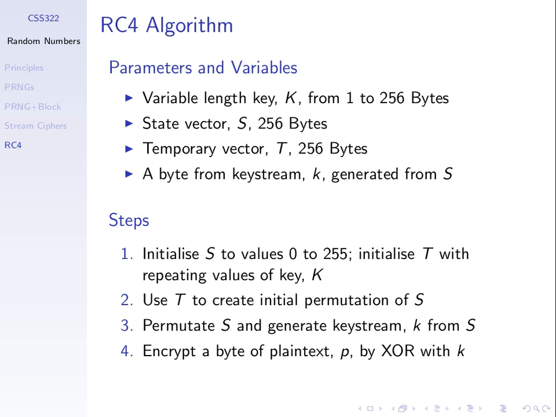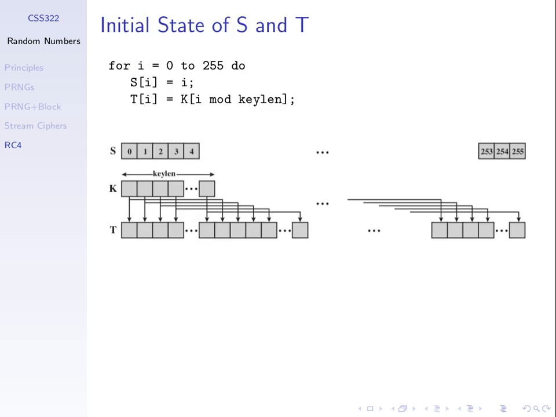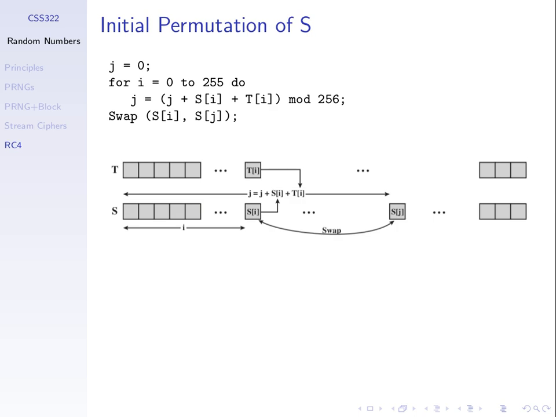So that's step one. Then step two is to rearrange S, perform the initial permutation. So let's look at this for loop. Where we see 255, we need to replace with 7 in this case, because we've cut things down in size. So for i equals 0 through to 7, we will not go through all of them, but for i equals 0, j is initialized as 0. So the new value of j, which is going to be an index, is the current value of j, which is 0.